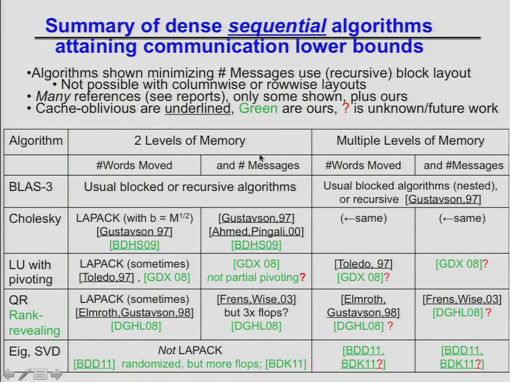There's this older cache oblivious algorithm that does minimize both bandwidth and latency, but it triples the amount of floating point operations. So that's not necessarily a good thing to do, because when the matrix is small and fits in cache, you'll notice that you're doing three times as much work.